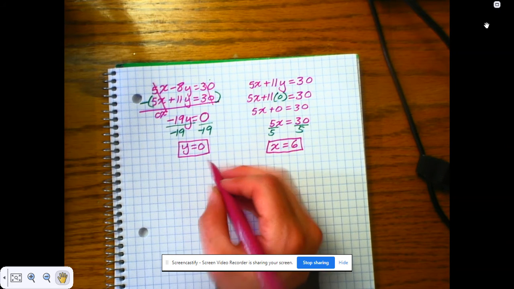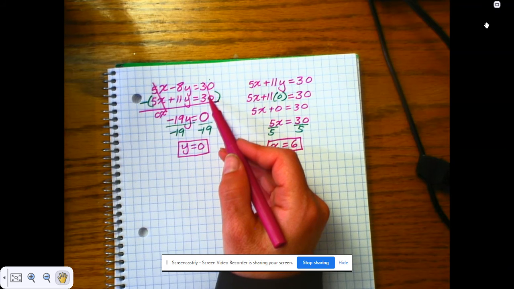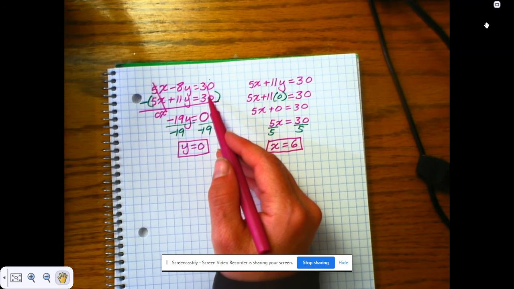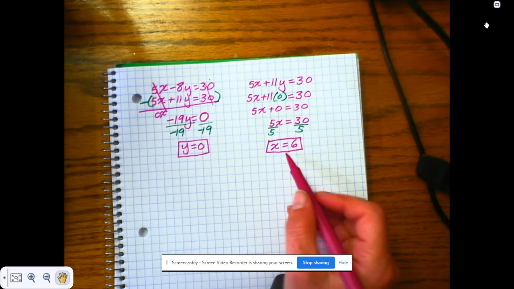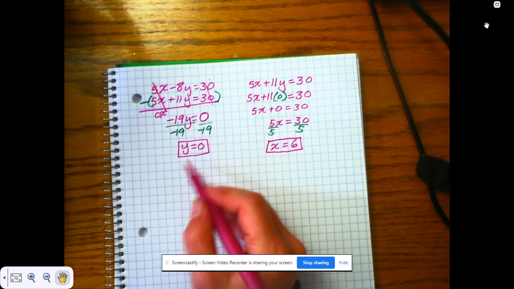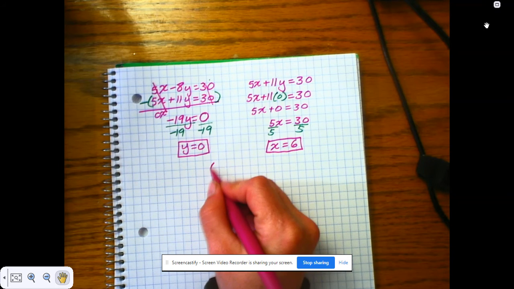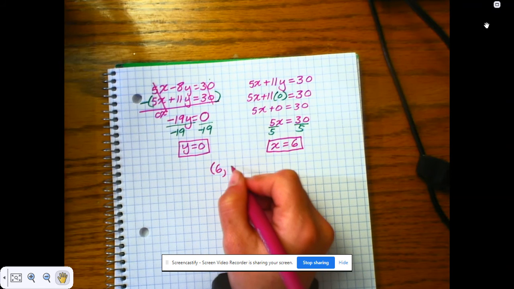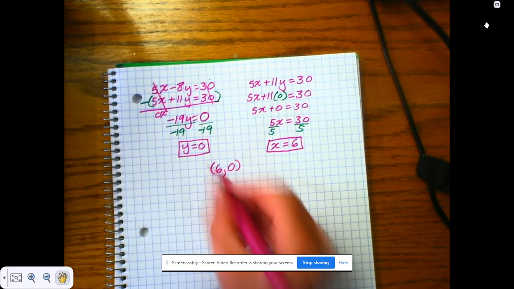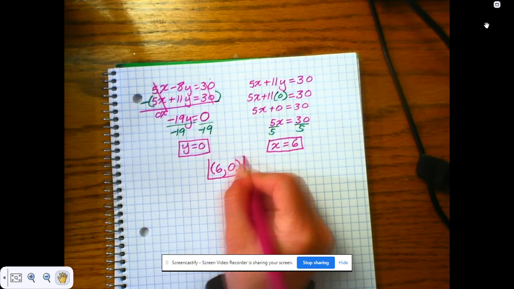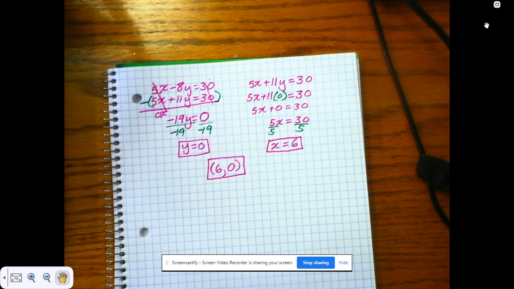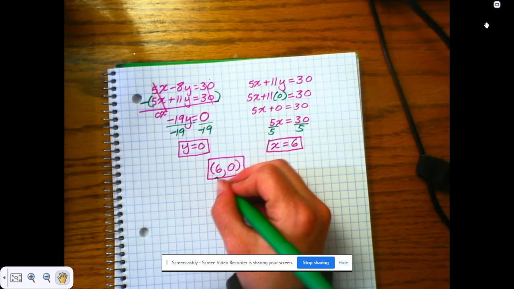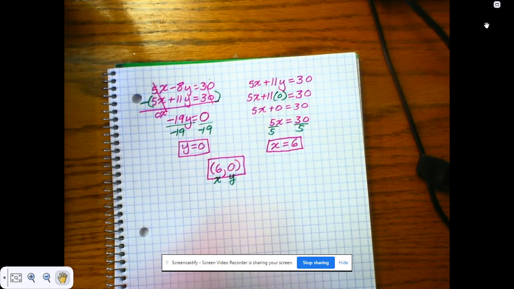Okay, remember the goal was to find where these two equations intersect on a graph. What point is a solution to both of them? And here's my point. Even though I found y first, I always list my answer as a coordinate point, x, comma, y. So in this case, 6, 0, because this is a location on a graph. It's always x and then y.